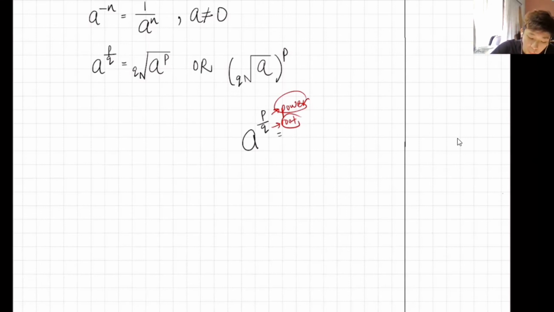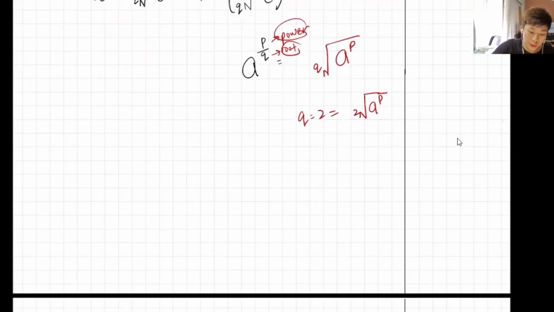What does it mean by power? Power basically means you power it. The index is P. Okay? And root means what? Means you take the Qth root. If Q is 2, means you take the square root of a to the power of P. This is very simple, but you must be able to work it out.